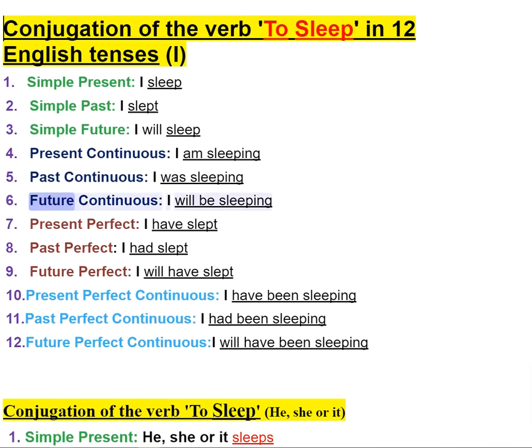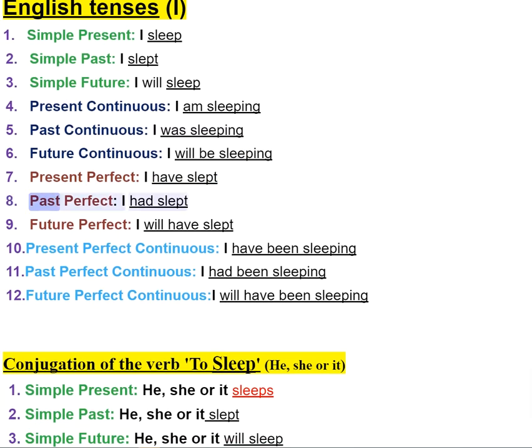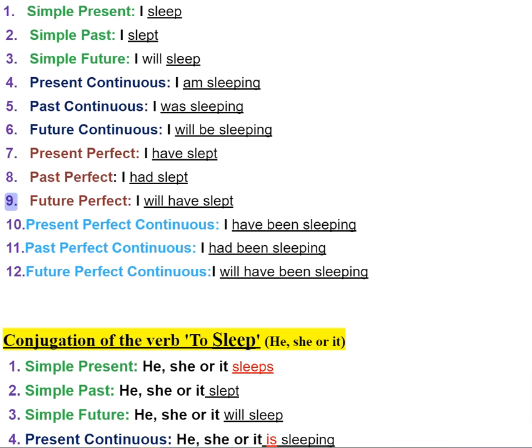6. Future continuous, I will be sleeping. 7. Present perfect, I have slept. 8. Past perfect, I had slept. 9. Future perfect, I will have slept.